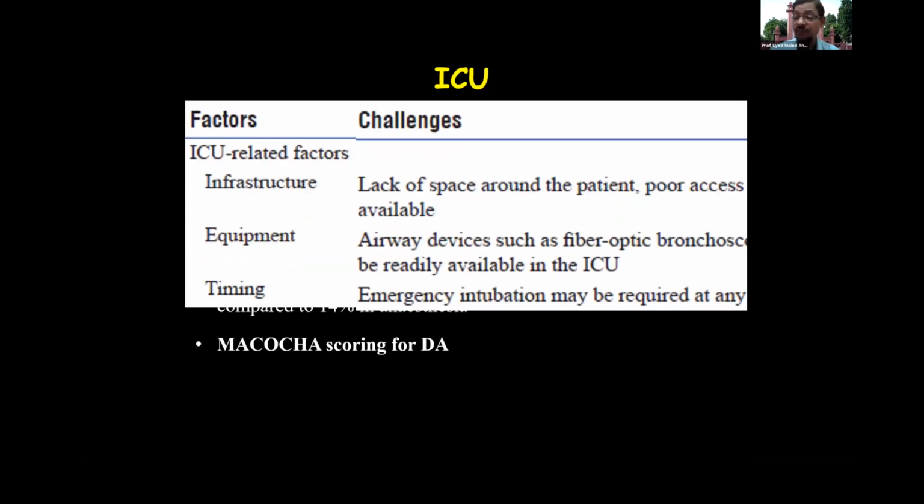Now, what are the challenges you face while you are intubating a patient in the intensive care unit? These could be ICU-related factors, which are primarily infrastructure, equipment, and timing. Infrastructure, lack of space around the patient. Equipment, you do not have the equipment needed during intubation. And timing. In the intensive care unit, you need to intubate at any point of time, whether it's night or daytime, whatever it is. So you always have a risk factor with the availability of your intensivist.